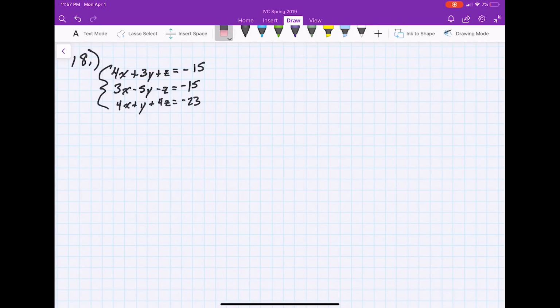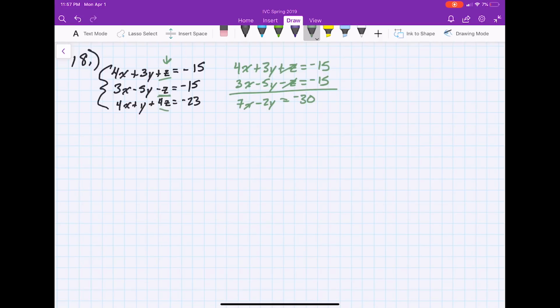So for number 18, we are solving a system of equations with three variables. I'm going to choose to get rid of the z because this one's already set up to do that, so I don't need to do any crazy multiplication or anything. So I'll just carry these two equations over. 4x plus 3y plus z equals negative 15. 3x minus 5y minus z equals negative 15. Add them together, 7x minus 2y. The z's cancel out, and this is all going to equal negative 30.